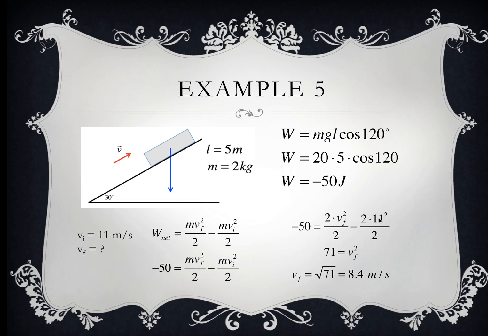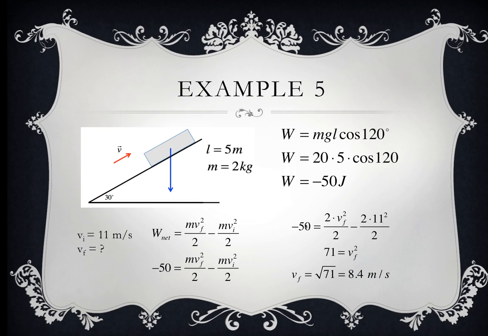Then I'm going to divide by 2 on both sides. So V final squared equals 121 minus 50, which is 71. Then my V final is just the square root of 71, which is a little more than 8, because 8 squared was 64. So 8.4 meters per second is your V final.